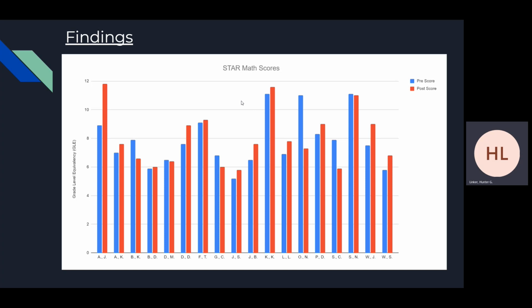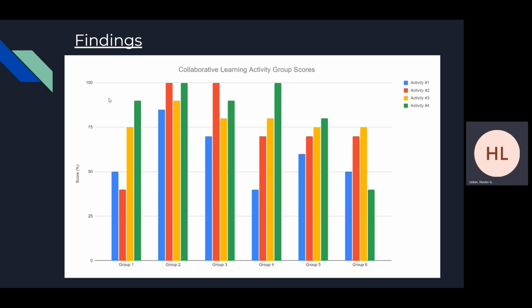So this tells me that while collaborative learning activities had a positive effect on individual student achievement, it did not have as significant of an effect as I would have liked. Next, we have the collaborative learning activity group scores. So these were how I measured my students' ability to work as a team.